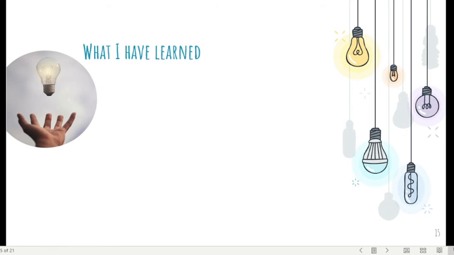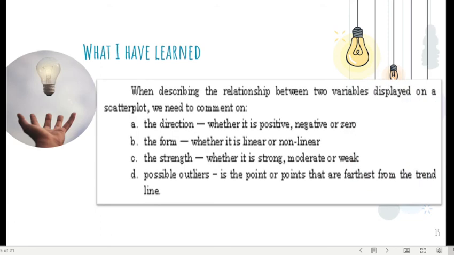So, what have you learned? That when describing the relationship between two variables displayed on a scatter plot, we need to first know the direction, whether it is positive, negative, or zero. If it is going up, it is positive. When it is going down, it is negative. And if you cannot determine the direction, therefore it is zero correlation.